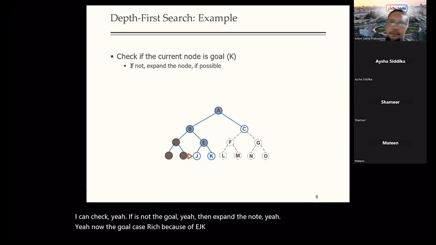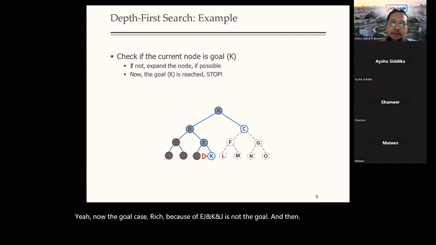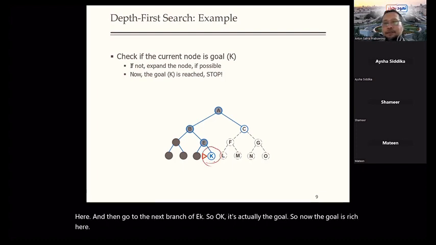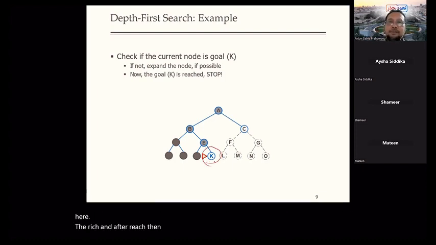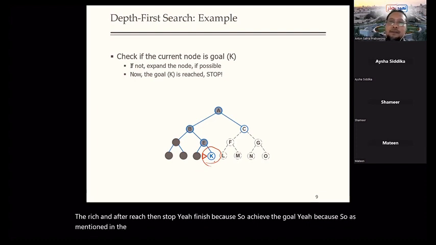J is not the goal, and then discharge it here. And then go to the next branch of E, K. So K is actually the goal. So now the goal K is reached here. And after reaching it, then stop. Finish because we achieved the goal. Because it's mentioned in the previous scenario, the scenario that the starting point is A and the goal is K. Then if we reach the goal, then stop the process.